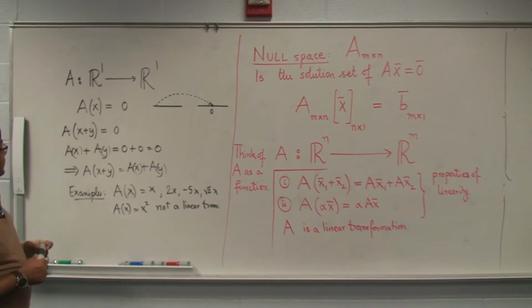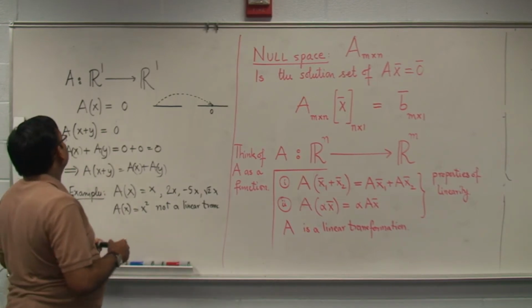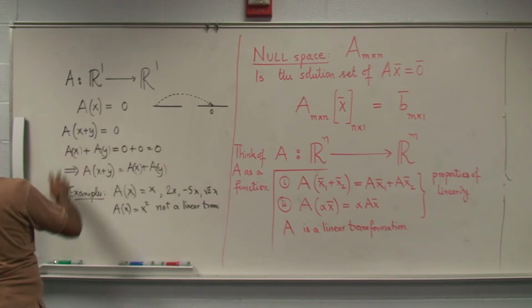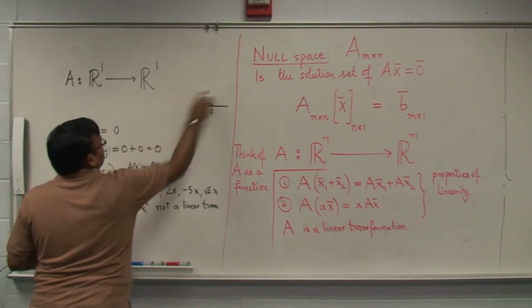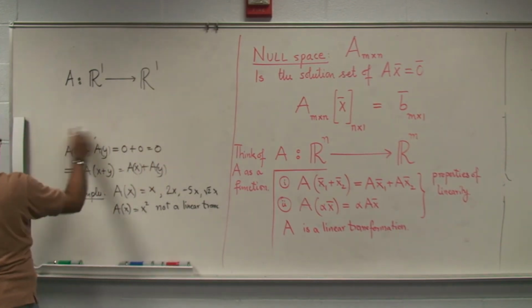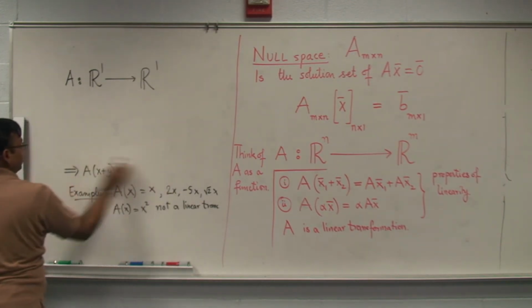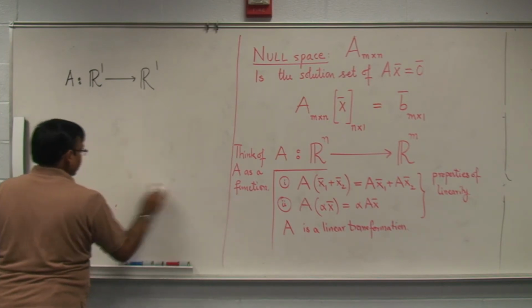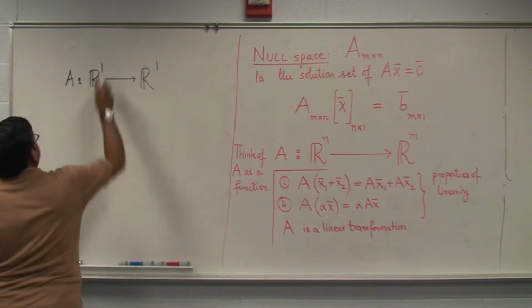Now, do you know of any function from R1 to R2 which is linear? That means a number getting mapped to a vector. Maybe it's a bit too difficult right now. Let me make it simpler.